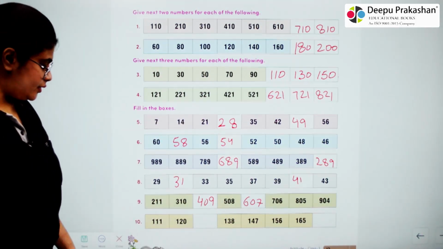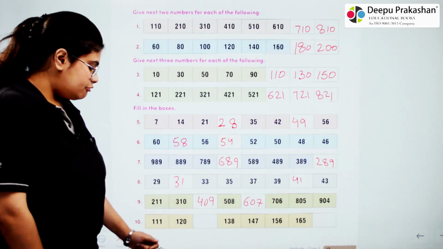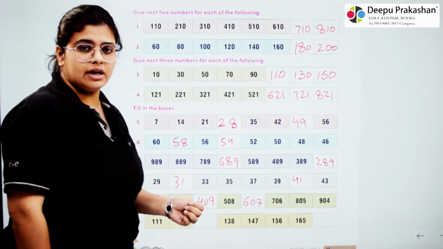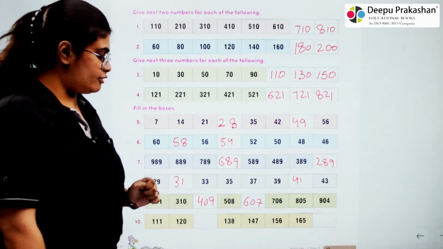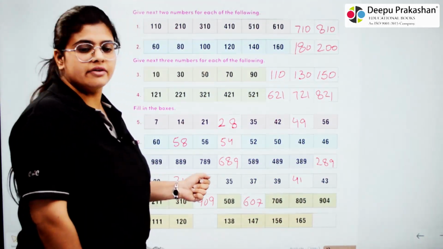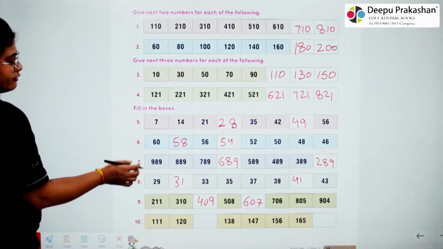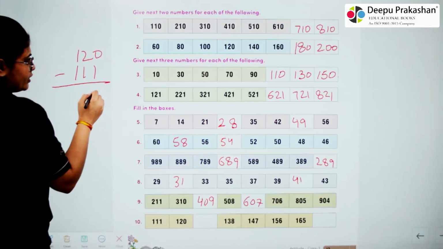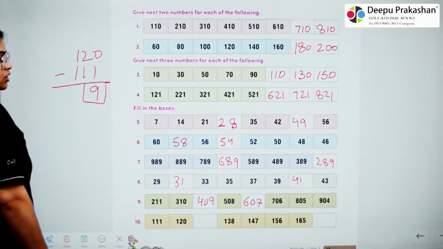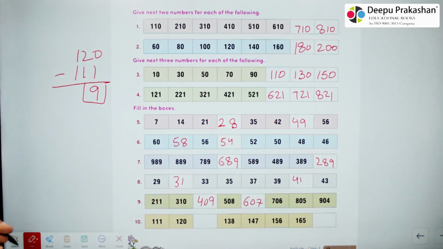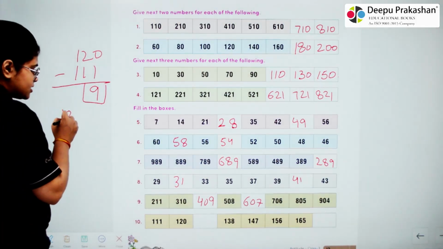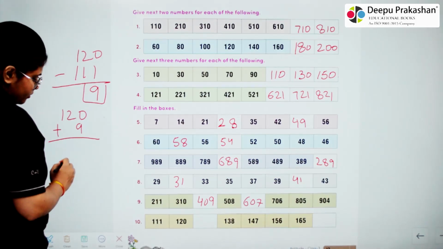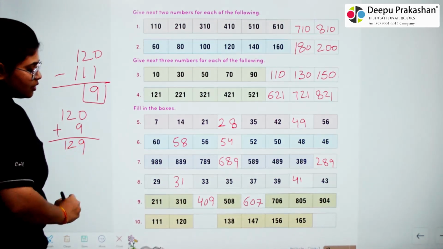Tenth, we are given 111, 120, dash, 138, 147, 156, 165, dash. If we subtract 111 from 120, we get the answer as 9. So here is an addition of 9 with every number. To find the next number after 120, we need to add 9 to it, and the number that will come is 129.